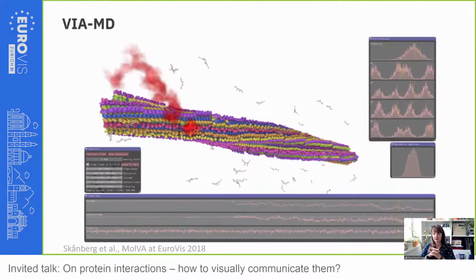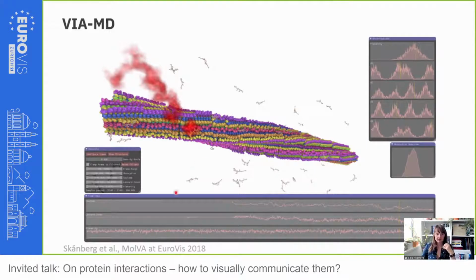Another example is from Robin Skonberg, which was presented at this workshop a couple of years ago. It's a tool called VIA-MD. Basically, this tool presents a tight integration of statistics, plots, and visualization of molecules. In this case, we have a tubular structure in the central view, and a couple of ligands floating around the tube. The important event here was that the ligand approached the tube, changed its configuration, and started to interact with the tubular structure.